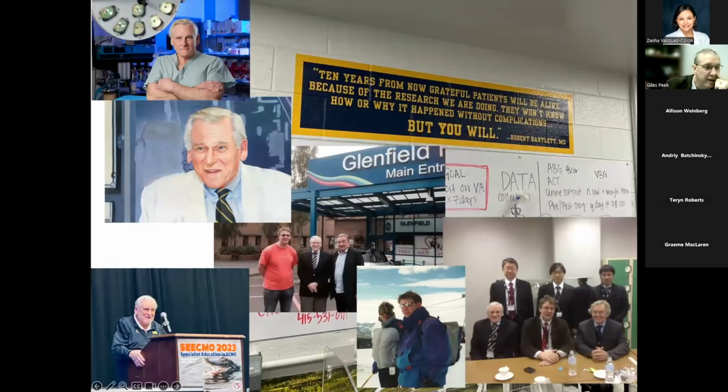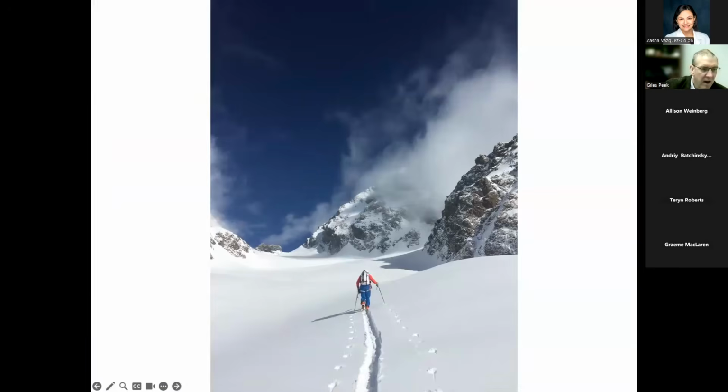So I'm going to leave you with this, which is written on the wall of Bartlett's lab: 10 years from now, grateful patients will be alive because of the research we're doing. They won't know how or why it happened without complications, but you will. So I would suggest that this is an ongoing part of that journey. And now I'm going to hand it over to my co-chair at the discussion, Dr. Graham McLaren.